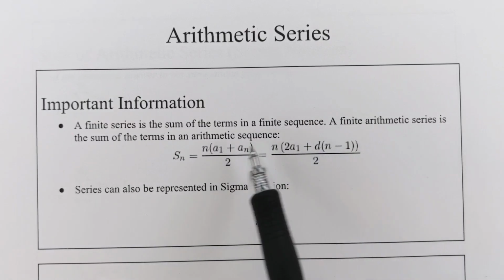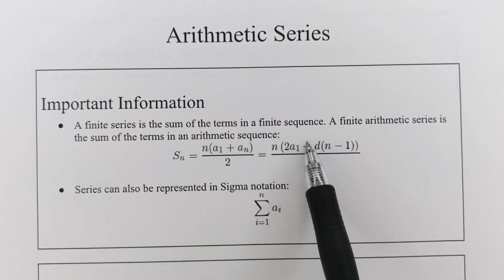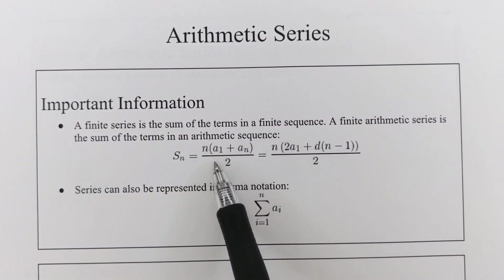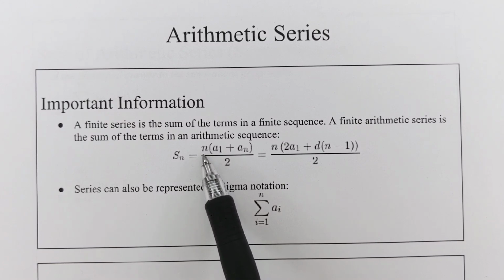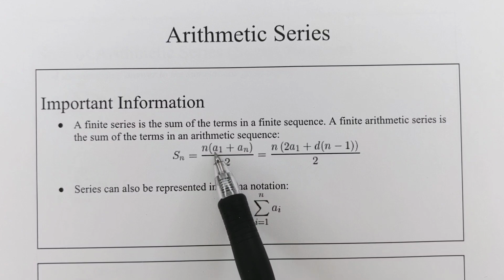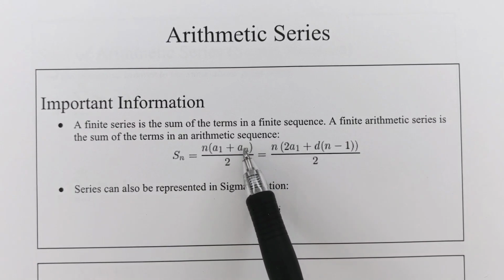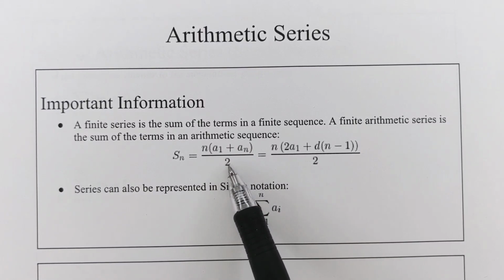A finite arithmetic series is the sum of terms in an arithmetic sequence. So here we have two rules. The rule on the left is your rule if you know n, which is the number of terms you're adding up. A1 is the first term in your list. An is the last term in your list. So if you're doing 20 terms, this would be A20, the 20th number in the list. And then 2 is just the number 2.